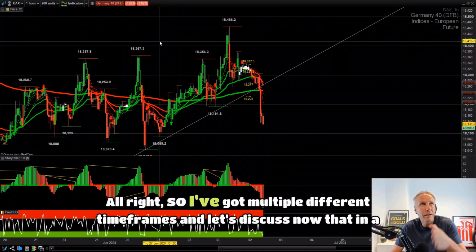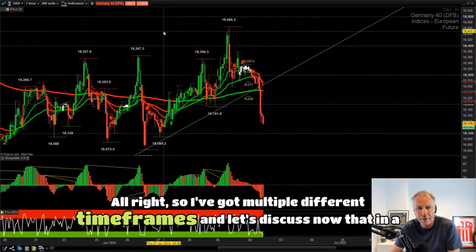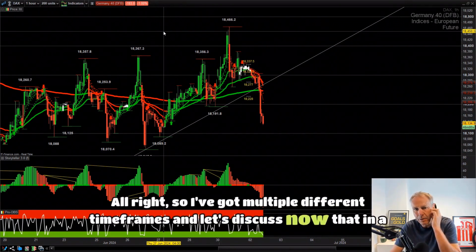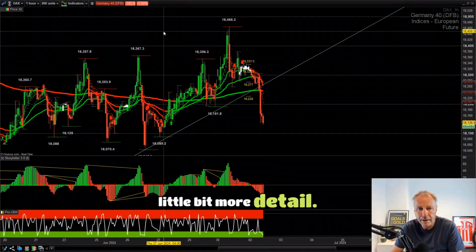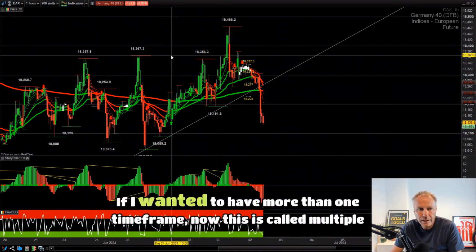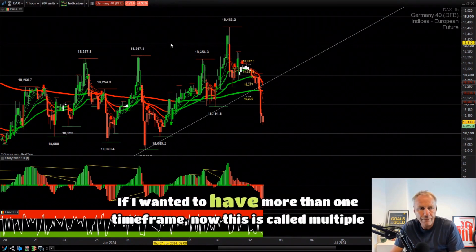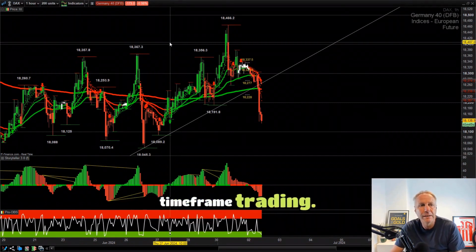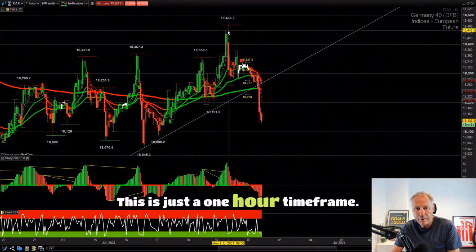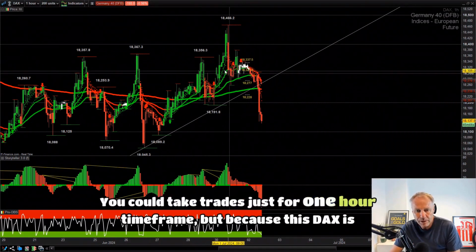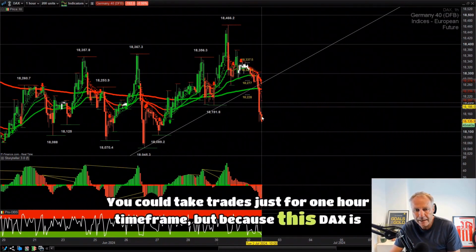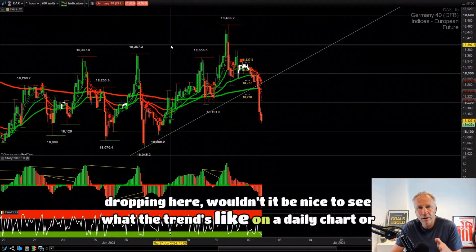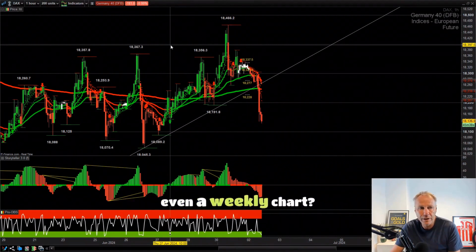All right, so I've got multiple different time frames, and let's discuss that in a little more detail. If I wanted to have more than one time frame, this is called multiple time frame trading. This is just a 1 hour time frame. You could take trades just off a 1 hour time frame, but because this DAX is dropping here, wouldn't it be nice to see what the trend's like on a daily chart or even a weekly chart?